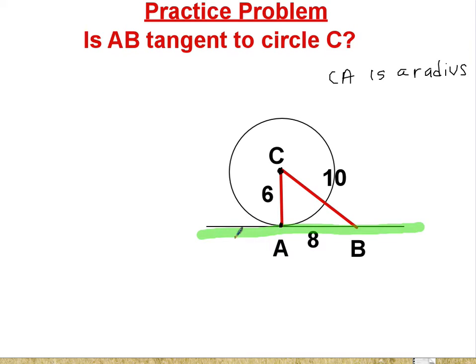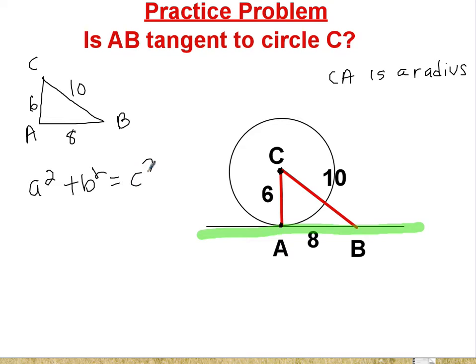So we're going to check. Let's pretend that AB was tangent to the circle. If that were true, that means that angle CAB would have to be a right angle. So the question is, is CAB a right angle? If CAB were a right angle, if you look, we have 6, 8, 10. We have a triangle with three sides, 6, 8, 10. That would make the triangle a right triangle. So let's check. Does a squared plus b squared equal c squared? Does 6 squared plus 8 squared equal 10 squared? I get 36 plus 64 equals 100.